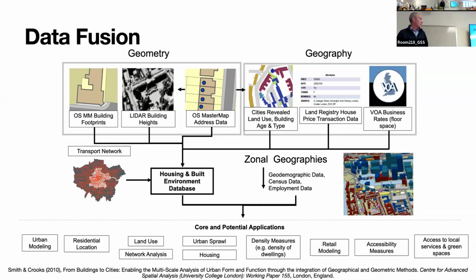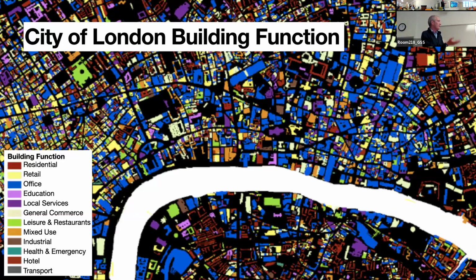And I say now though, we can just go on, and we can build this detailed functional map of residential areas, commercial areas within the city of London, for example.